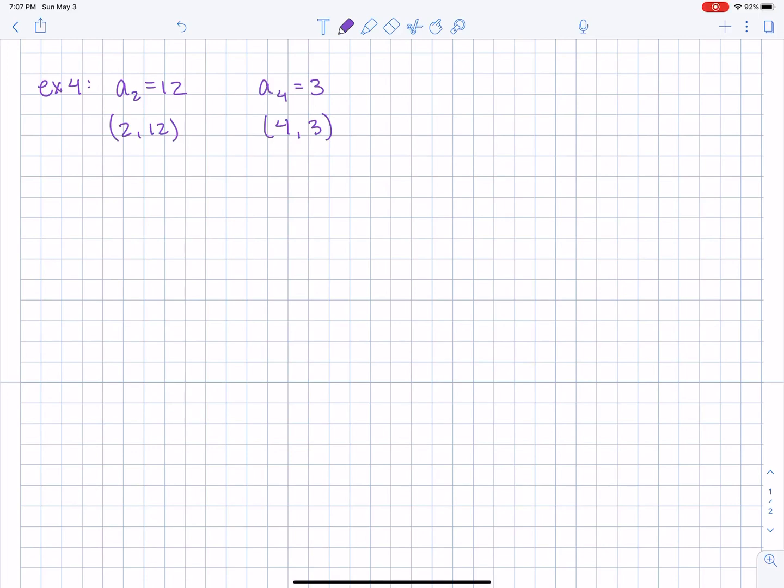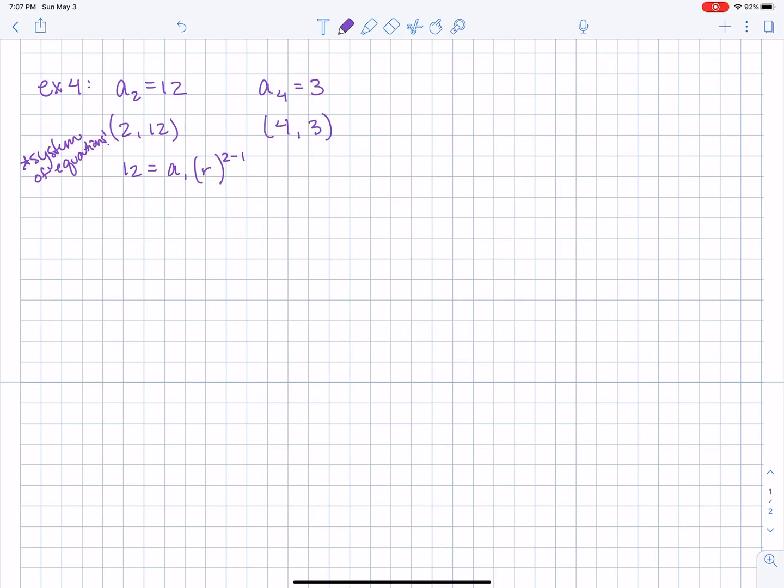Most of you guys already know how to do this. You aced it on your test, but we're just going to review. We're going to set up a system of equations. So a system. We're going to set this up. So I know that 12 is equal to a sub 1 times a ratio that I'm not quite sure of, but I do know n, which is 2 minus 1.